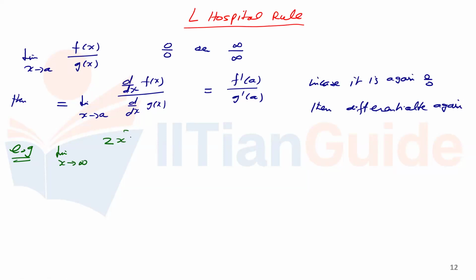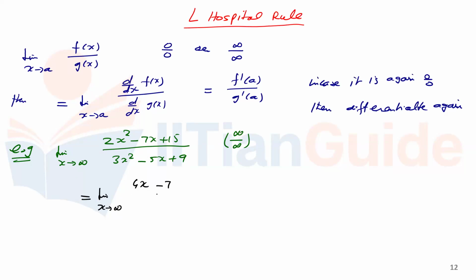We had the question 2x square minus 7x plus 15 divided by, I'm just writing, 3x square minus 5x plus 9. Okay, if I put x to be infinity, it is infinity by infinity form. But anyway, we can apply the L'Hospital. I'm applying the L'Hospital, so I can write that limits x extending to infinity. I will differentiate the numerator. 2x square will give me 4x minus 7, and 15 is 0. Divided by, here I will get 6x minus 5. Now if I put x to be infinity, I am getting again infinity by infinity form.